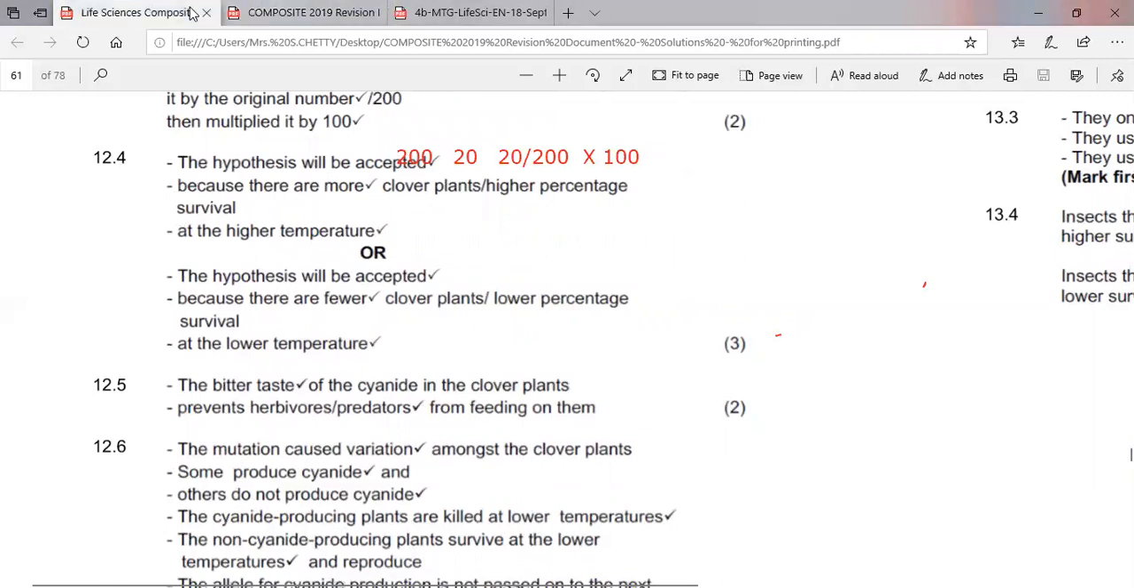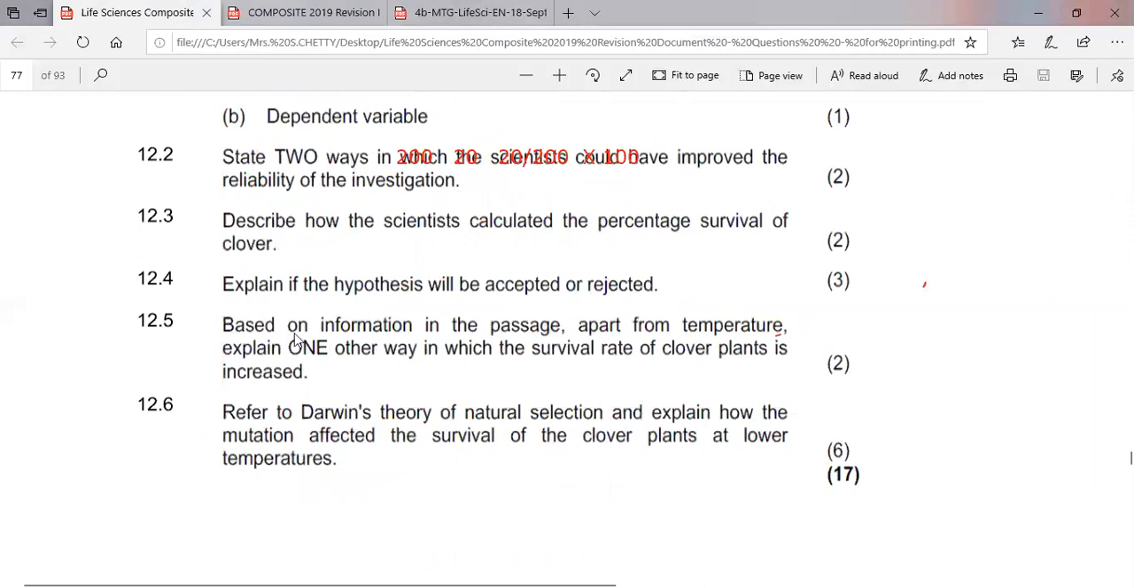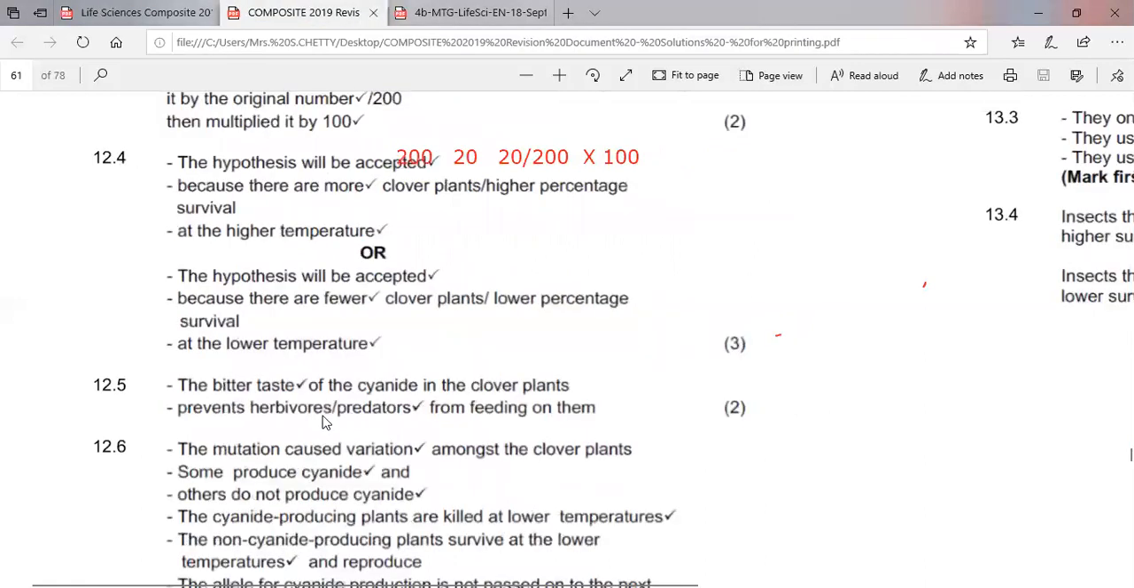I don't remember the question, darling. Based on information apart from temperature: explain one other way in which the survival of clover plants increased. Wow, you saw I got it completely wrong. They said the bitter taste of the cyanide in the clover plant prevented herbivores from feeding on them. To me, I would never have said that, because, my darlings, where were the herbivores in the greenhouse? For me, I still pictured it in the greenhouse. And if you picture it out of the greenhouse, terrific, you do better than me in the examination.